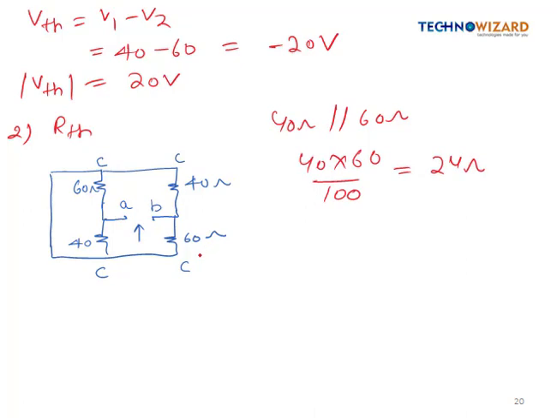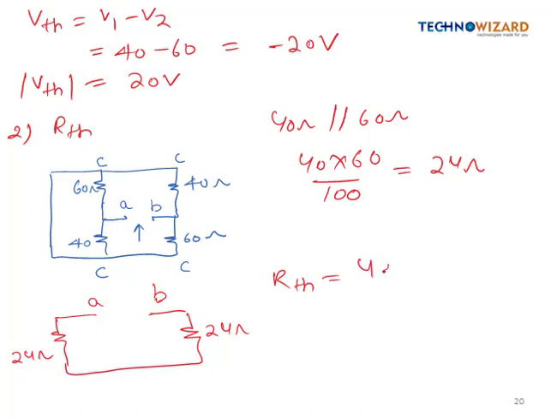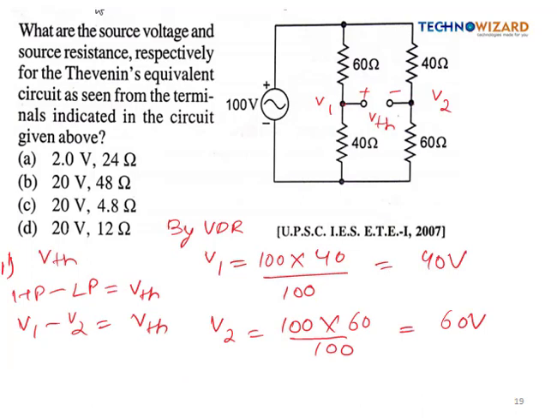Similarly, this 40 and this 60 are connected in parallel because they are connected between B and C. So our circuit will be like this: this is A, this is B, this is 24 ohm, and this is also 24 ohm. So RTH is nothing but 48 ohm. So option B is correct, right? For this question option B is correct.